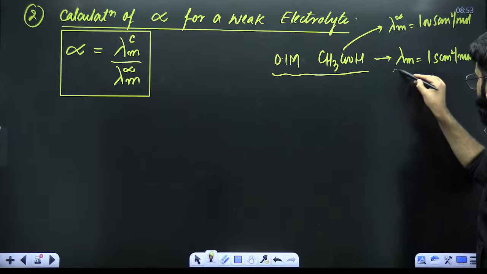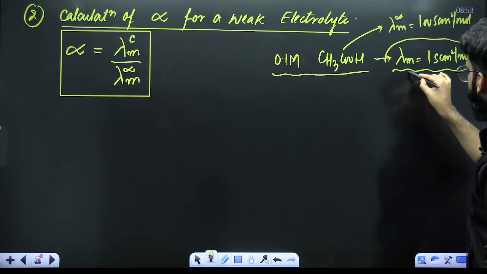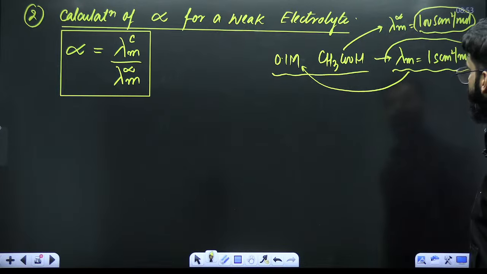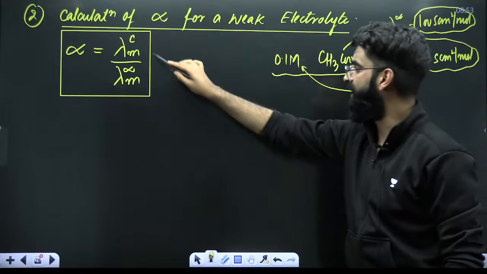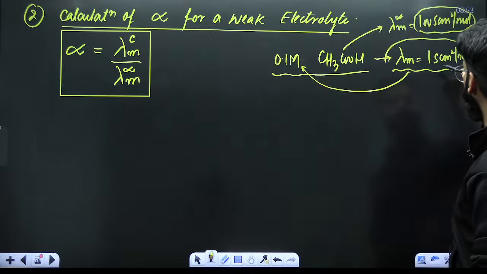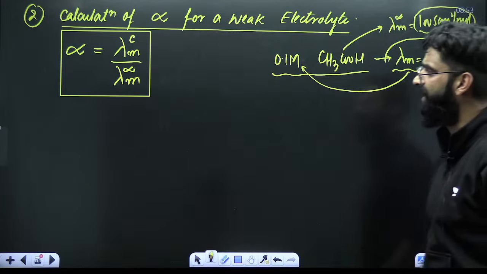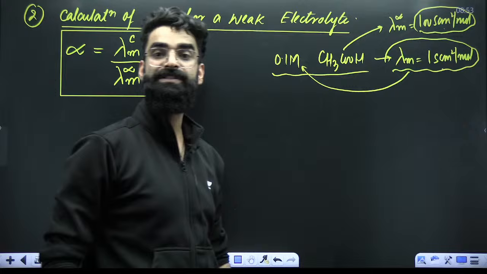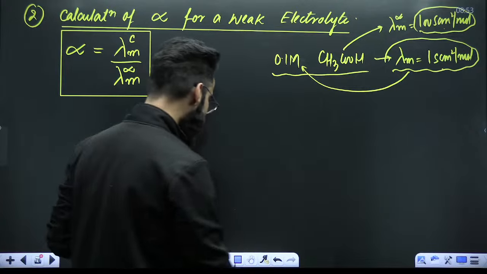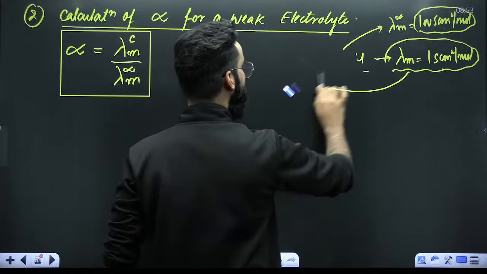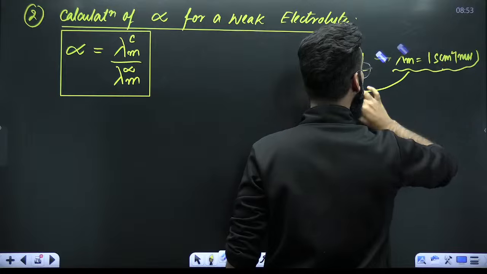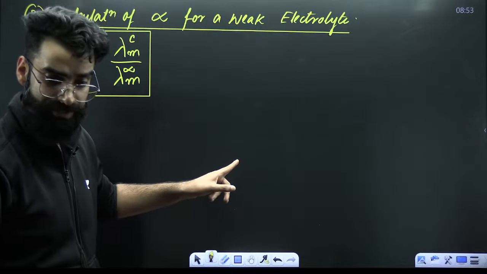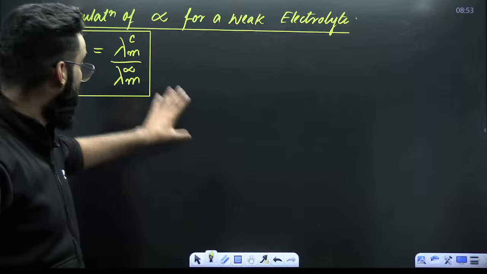This term I'll be calling molar conductivity at a given concentration. This is what you call molar conductivity at infinite dilution. So molar conductivity at a given concentration divided by that at infinite dilution will give you the value of alpha for CH3COOH. Remember it directly. I hope you got to know what is molar conductivity of a weak electrolyte at a given concentration. Now, where do we use it?